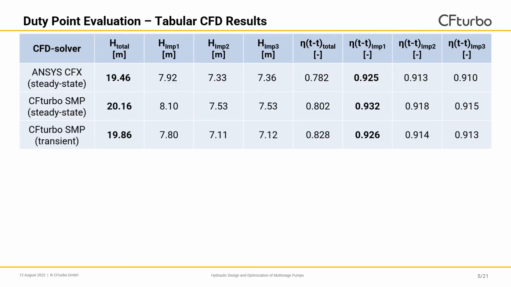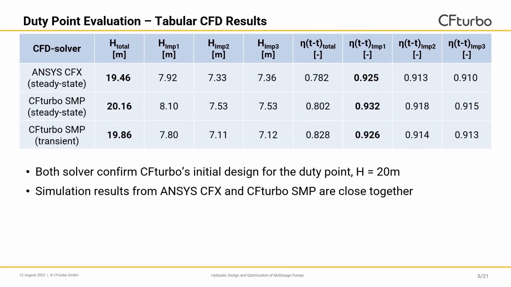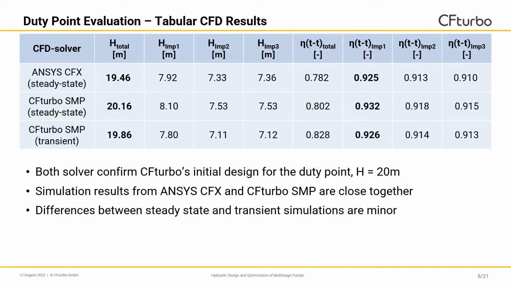If we take a look at the tabular CFD results of our duty point evaluation, we can see that both solvers confirm CFturbo's initial design for the duty point of 20 meter head. The simulation results from ANSYS CFX and Simerix MP are pretty close together, as you can see right here. We can see that the difference between steady-state and transient simulations is only minor.